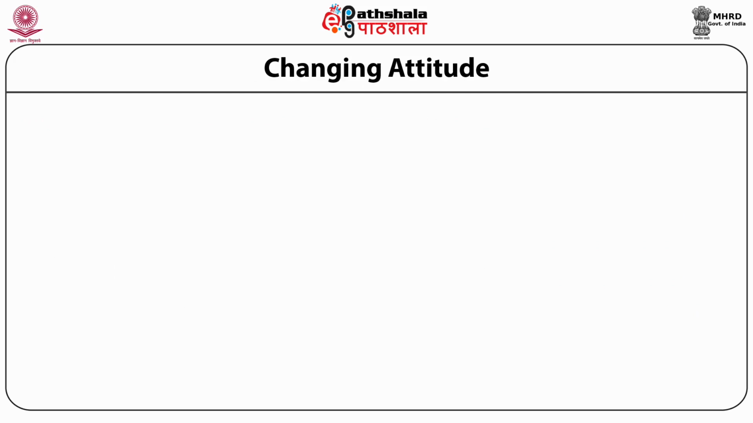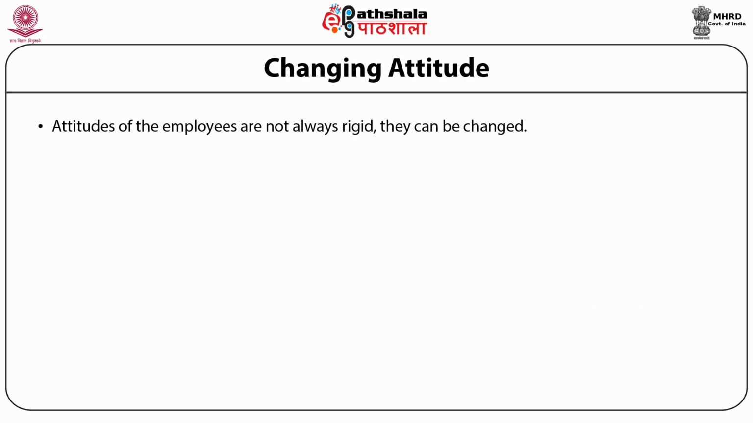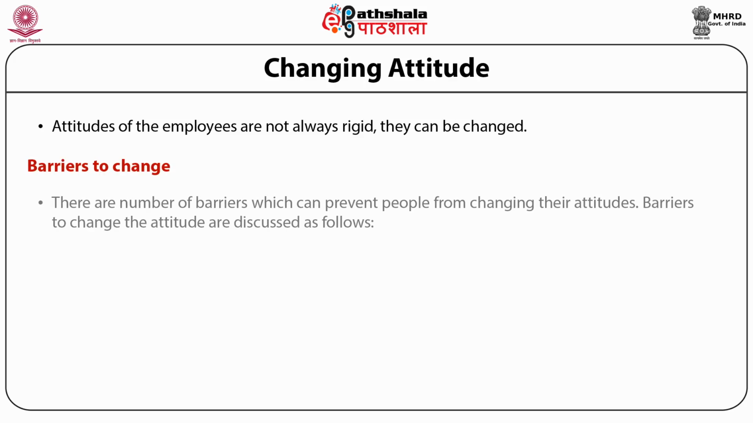Now we will discuss the process of attitude change. Attitudes of the employees are not always rigid. They can be changed. It is always in the best interest of the organization to try for the change. But changing attitude of employees is not so easy because there are many barriers to it. So firstly we will discuss barriers to change. There are a number of barriers which can prevent people from changing their attitudes. Now we will discuss the barriers one by one.